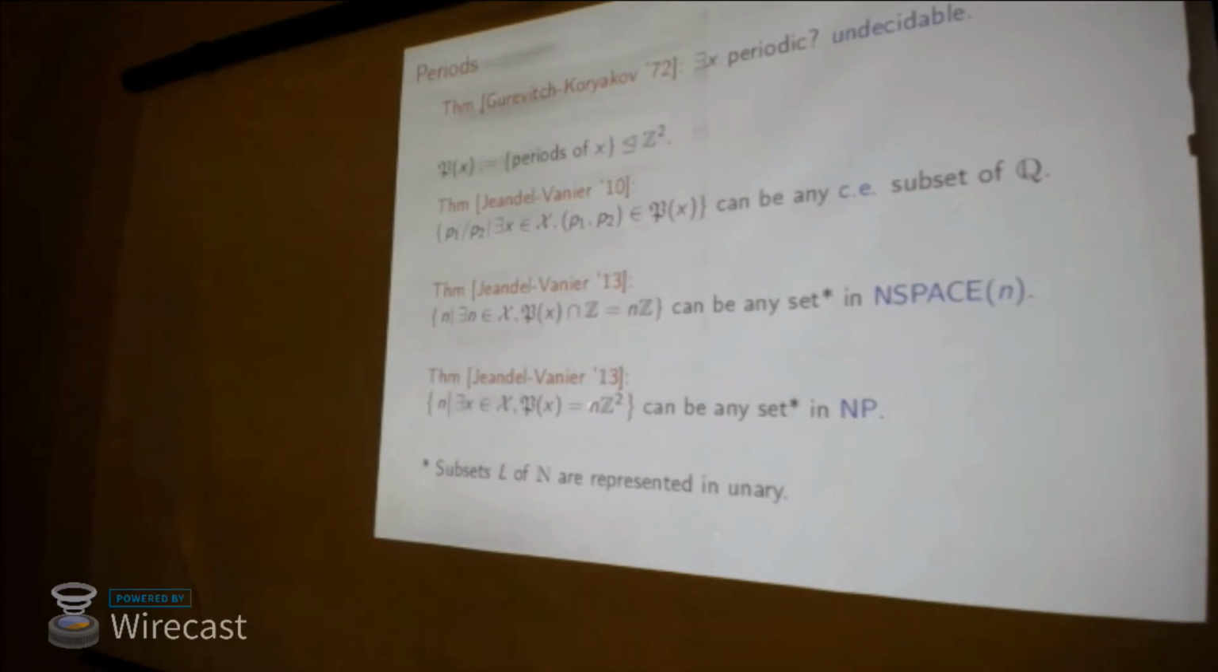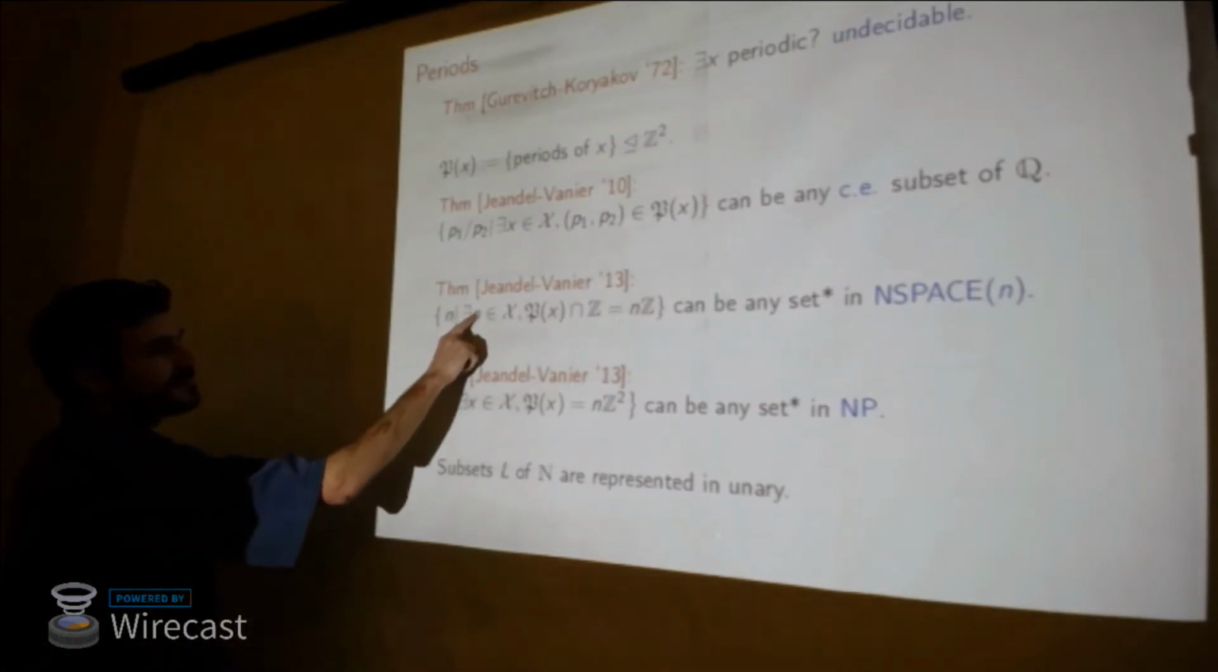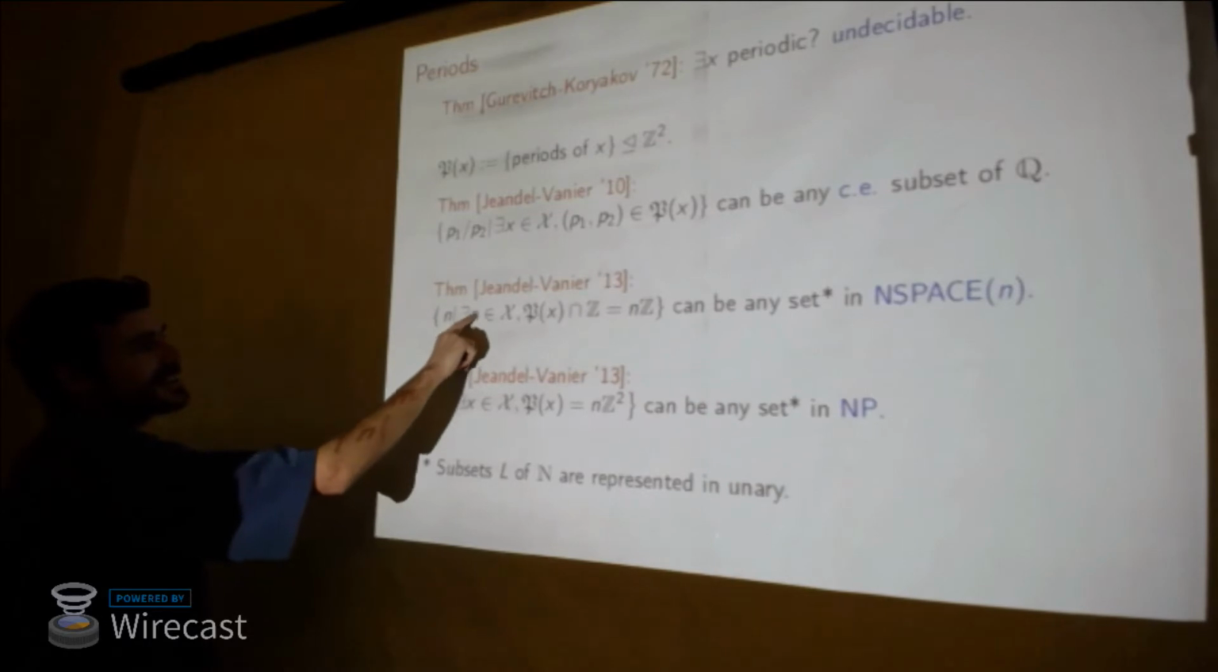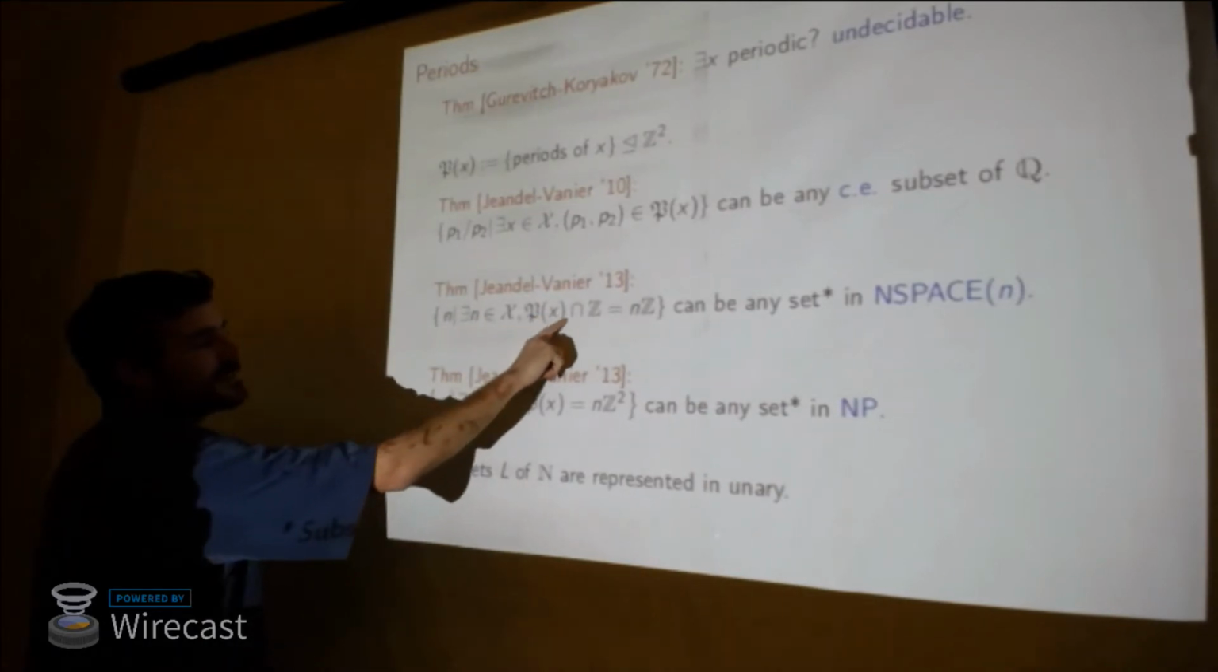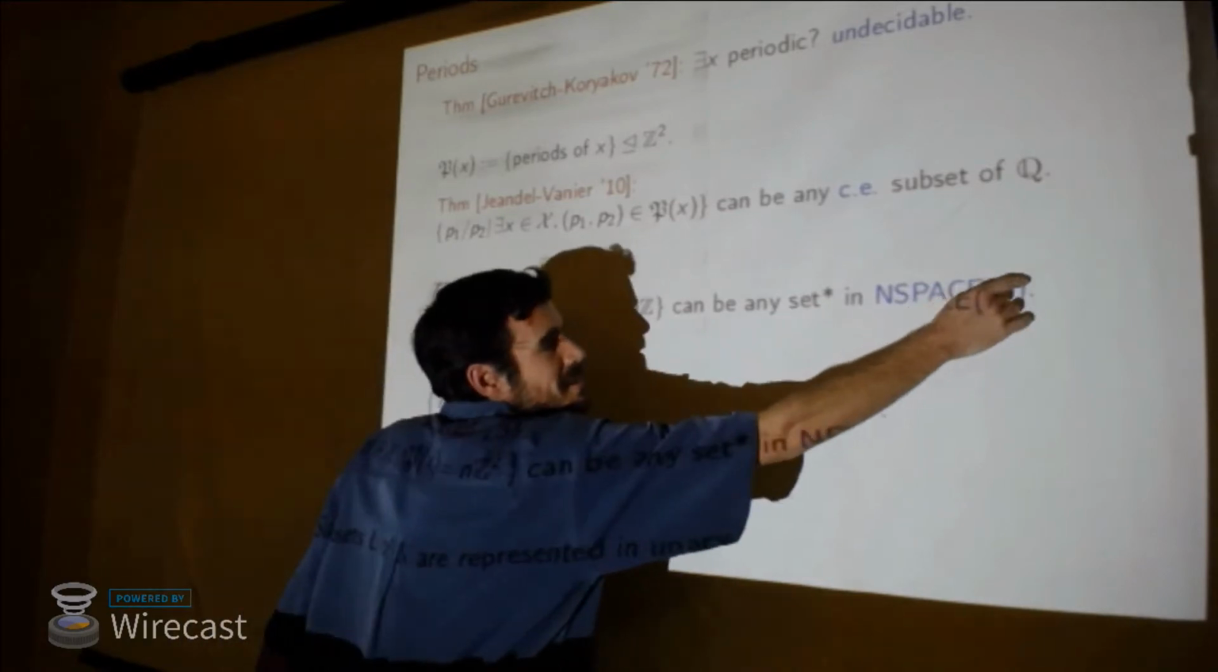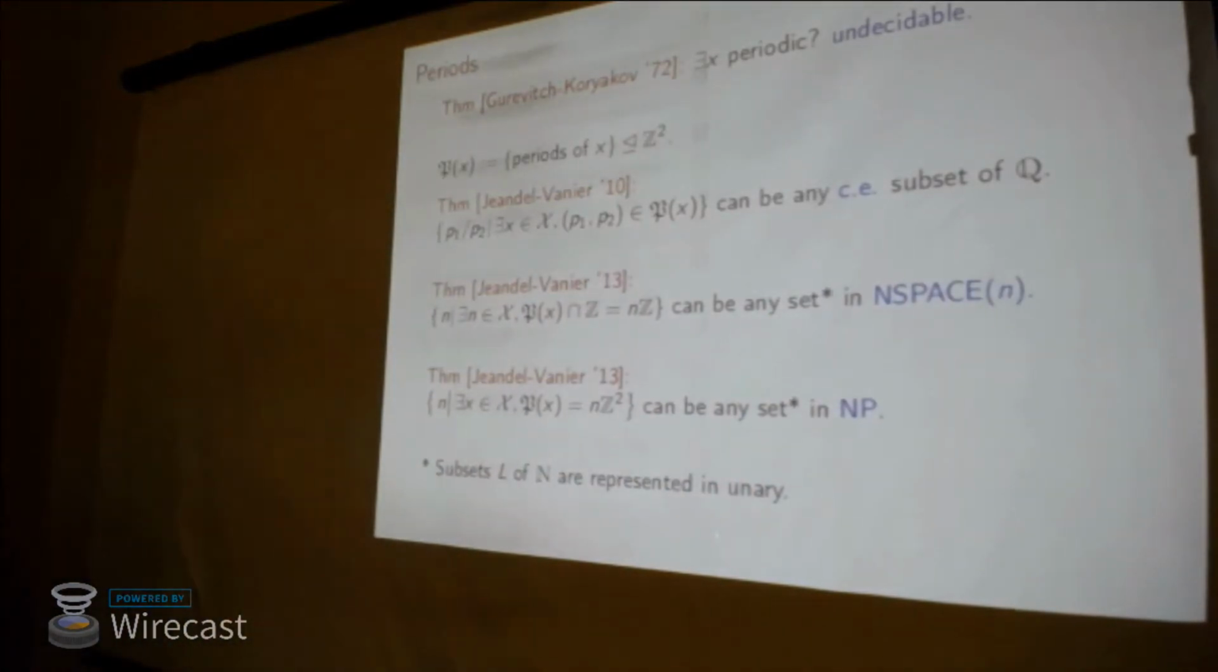And for the sake of bi-periods, here we are interested in the configurations which have two periods. There is n for which there exists x, which has exactly this period. And this is just linear. So these results link the dynamical questions not only to computability but also to complexity theory.